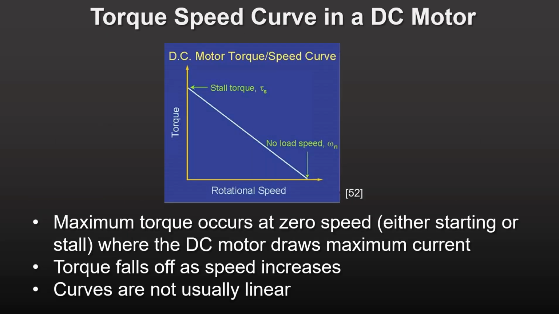In a DC motor, maximum torque always occurs at zero speed, either starting or stall, where the DC motor draws maximum current. Torque falls off as speed increases, but not always linearly as shown in the graph. In an AC motor, torque was only maximum at zero speed for a NEMA type D motor. The other types of AC motors had a maximum torque called the breakdown torque occurring somewhere between 80 and 100% of full speed.